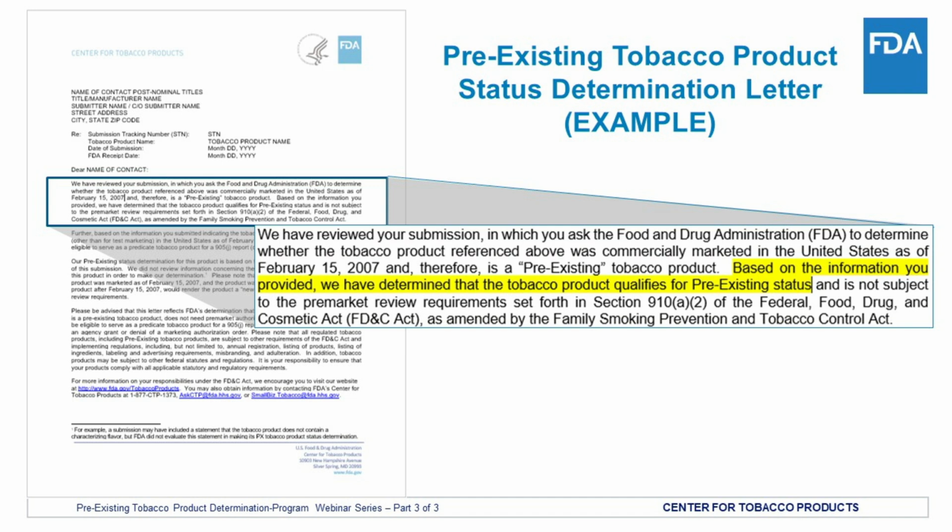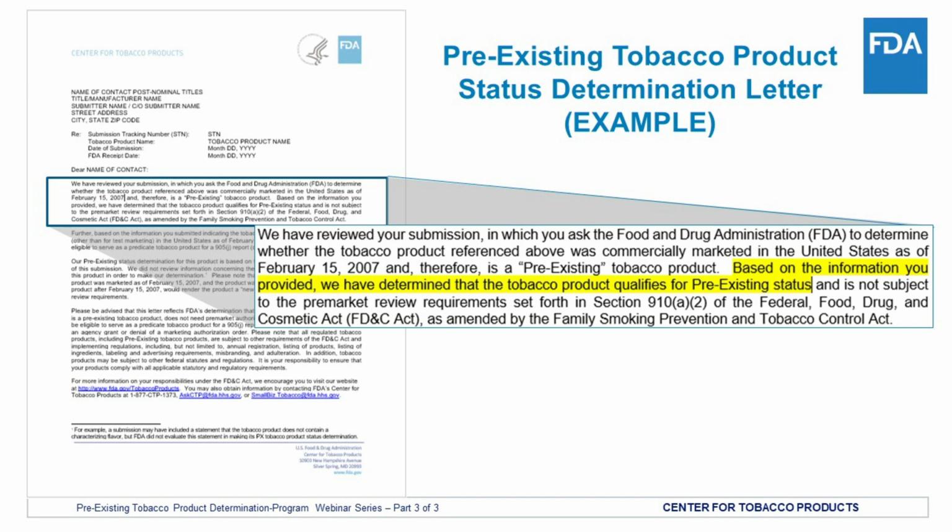An example of a pre-existing tobacco product status determination letter appears on this slide. The letter will state whether the product is considered pre-existing and/or if the tobacco product may also be eligible to serve as a predicate tobacco product. The pre-existing tobacco product is added to the FDA's Searchable Tobacco Product database, including the name of the tobacco product as it was commercially marketed in the United States as of February 15, 2007, the category of the product, and the name of the company, request submitter.